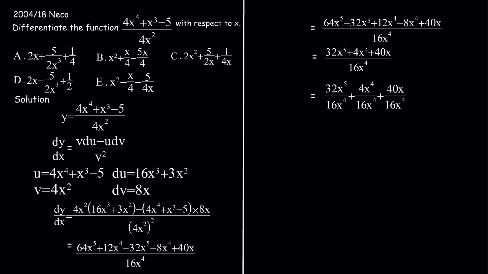Simplifying, we are left with 32x to the power of 5 divided by 16x to the power of 4 will give us 2x, plus 4x to the power of 4 divided by 16x to the power of 4 will give us 1 over 4, plus 40x divided by 16x to the power of 4, we are left with 5 divided by 2x to the power of 3. So our final answer is 2x plus 1 over 4 plus 5 divided by 2x to the power of 3. And the correct option is A.